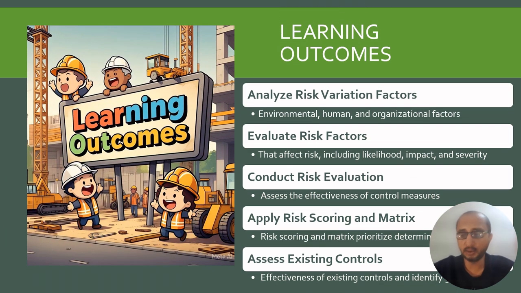Learning outcome. By the end of the module, we will have a good understanding of the risk factors that influence the risk, like environmental, human, and organizational factors, and the factors that we use to evaluate the risk effectively: likelihood and consequences. Then we will have a good understanding of how to analyze the existing controls, whether they are sufficient or we need further controls, and what is risk scoring, what is a risk matrix, and how we use them, and how we do the process of risk prioritization, what is the risk priority number.